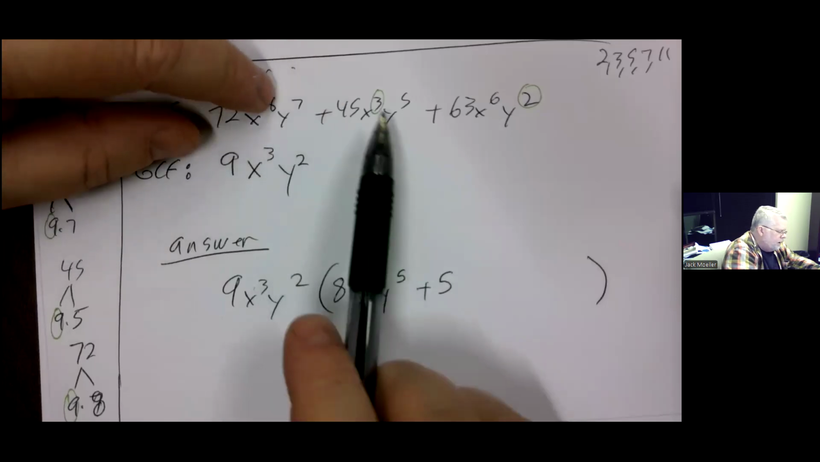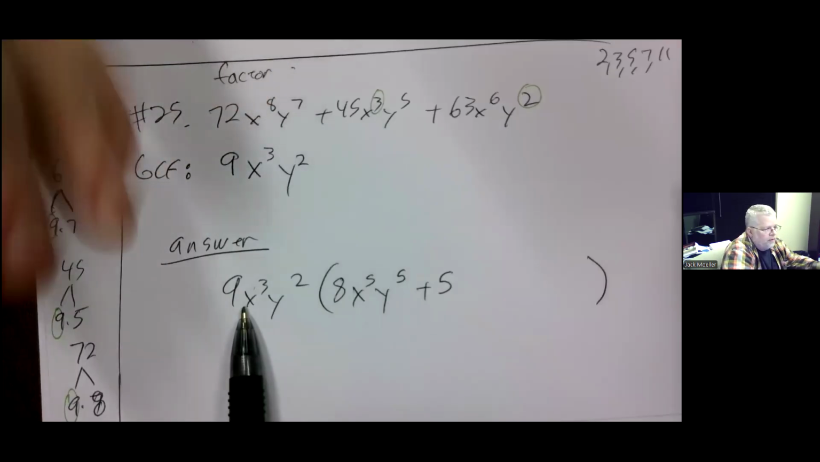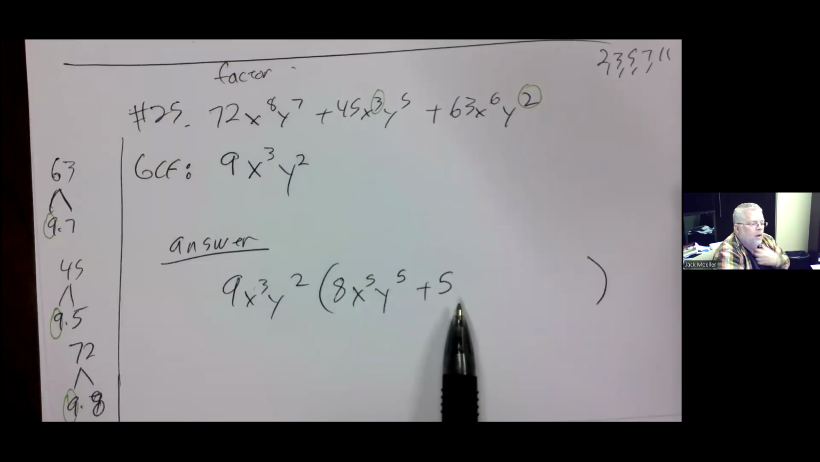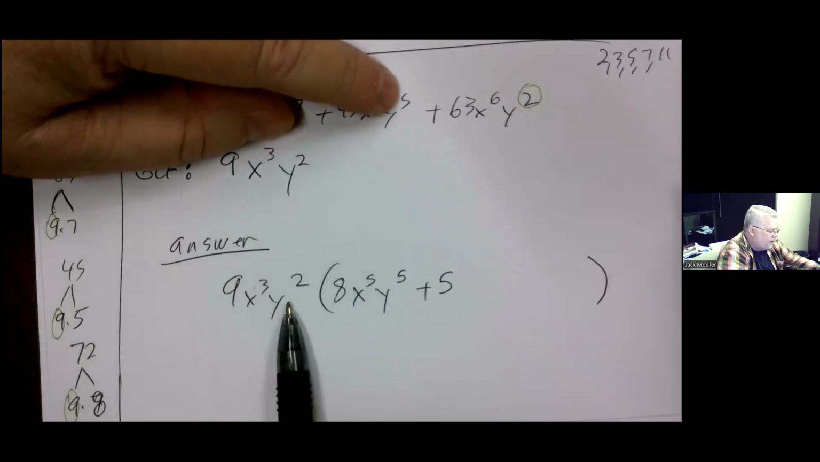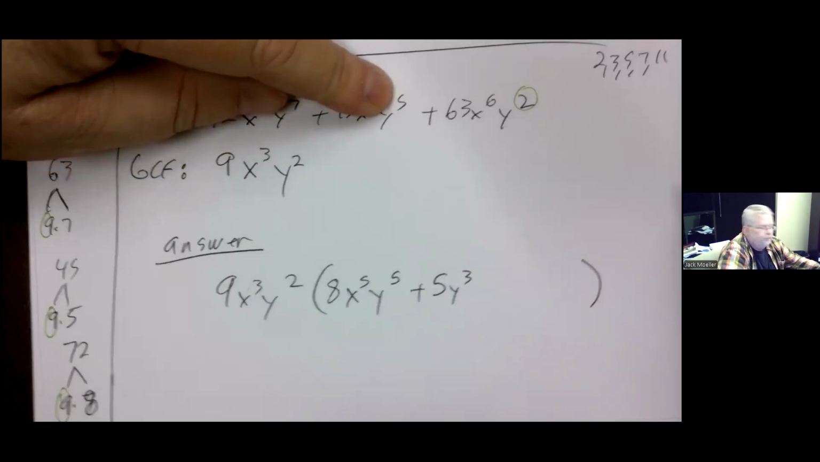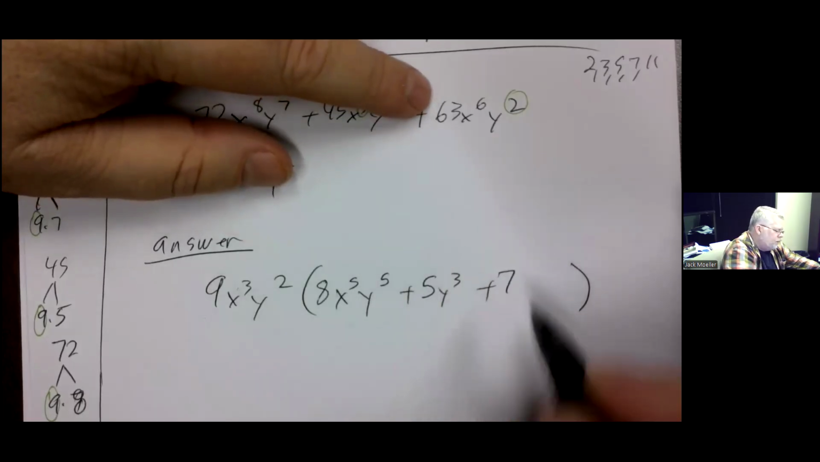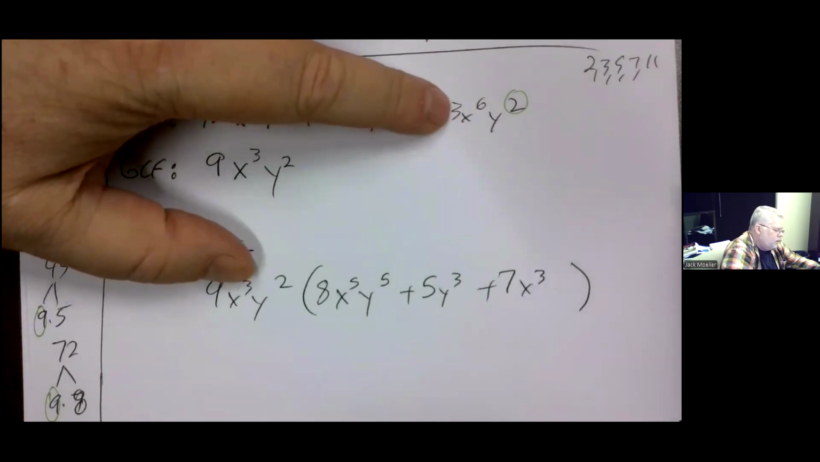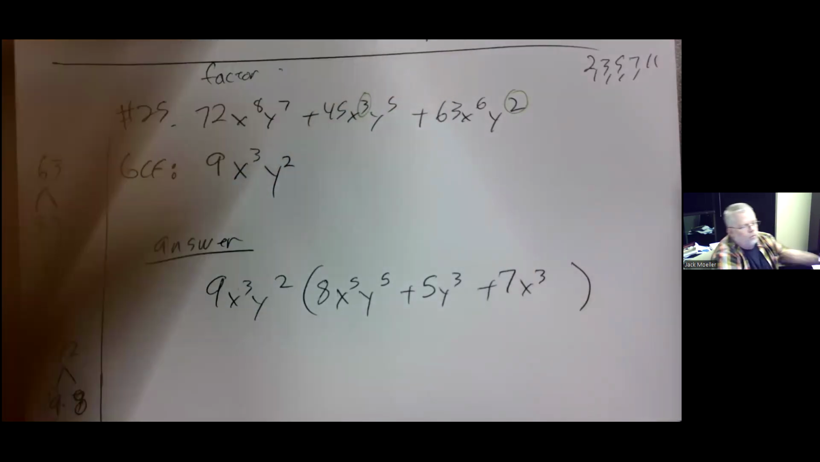Now what about the x's? I need 3 x's, I have 3 x's, so I don't need any more, or x cubed divided by x cubed is 1, so there's not going to be an x in this middle term. Now what about the y's? I've got y to the 5th, and divided by y squared, where I need 5 y's, I have 2. 5 minus 2 gives me y cubed. And then for the third term, 63 divided by 9 is 7. X to the 6, and I have 3, so 6 minus 3 gives me x cubed. For the y's, I need 2 y's, I have 2 y's, so there's no more y's.